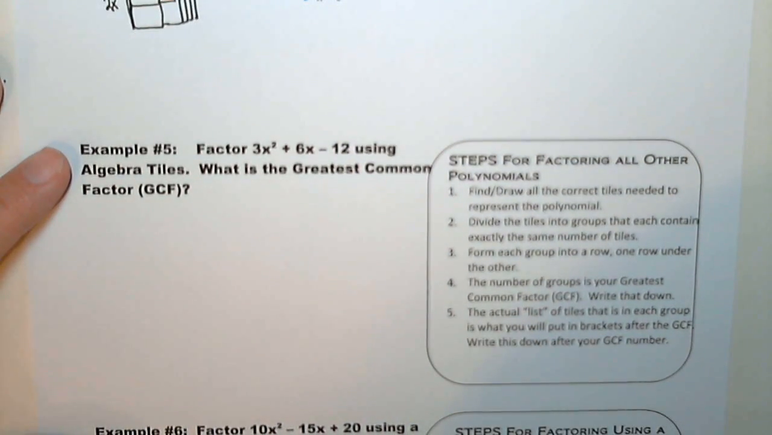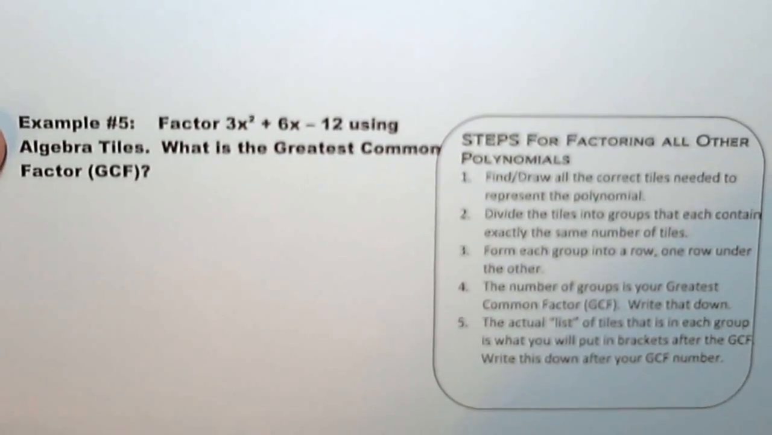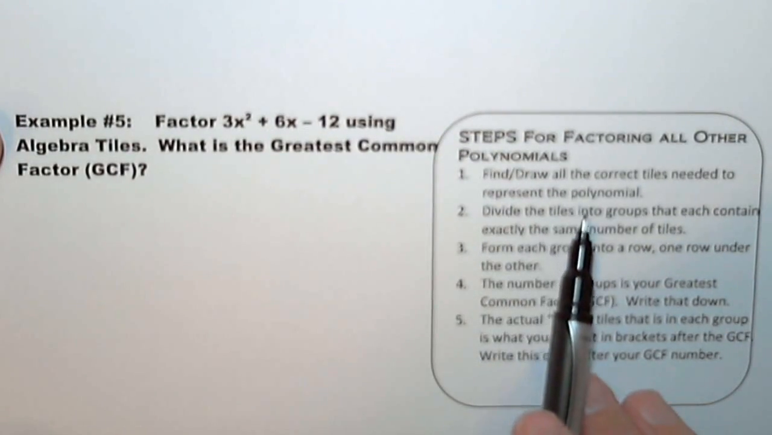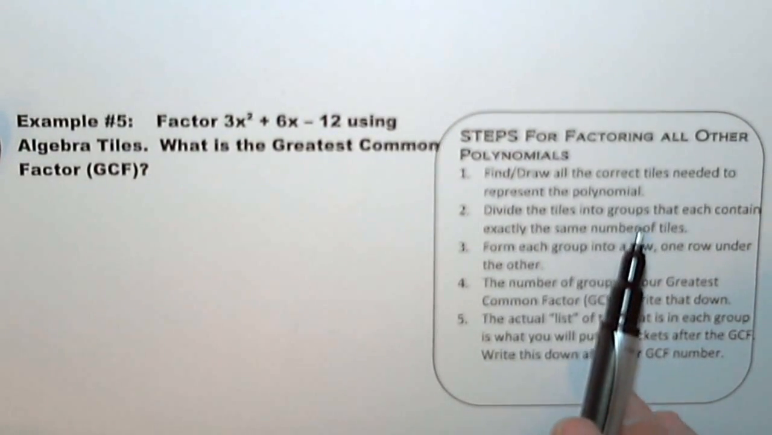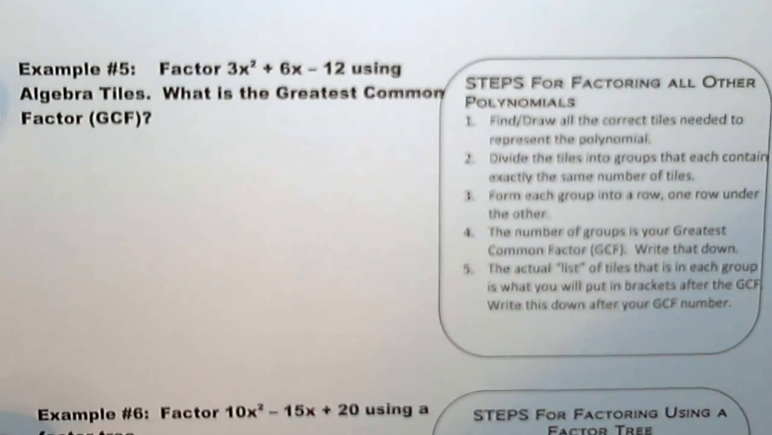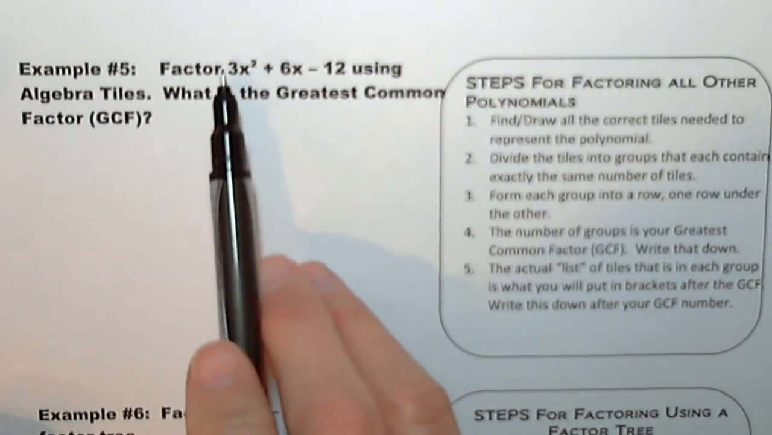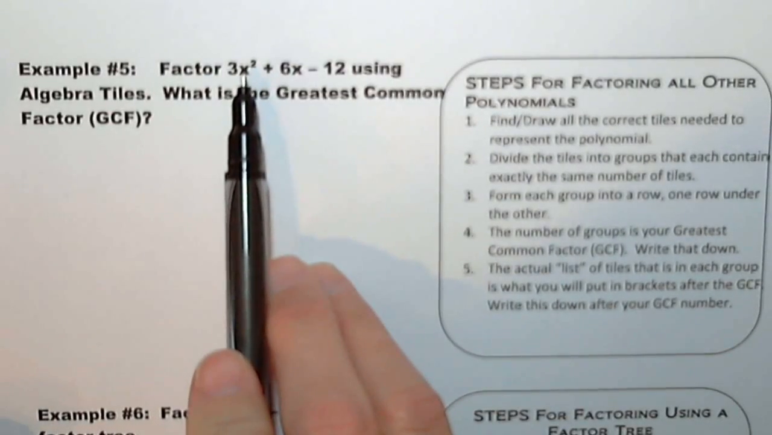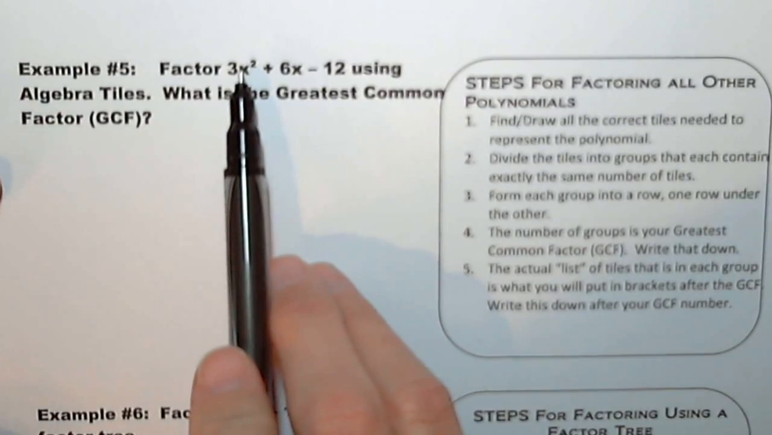Step number 2, let's zoom this in a bit. Divide the tiles into groups that each contain exactly the same number of tiles. So again, how many kids can you pass out equal types of candy to? Well, you only have 3 of these guys. So immediately you're only handing out stuff to 3 kids because you're not allowed to break the candy into pieces.